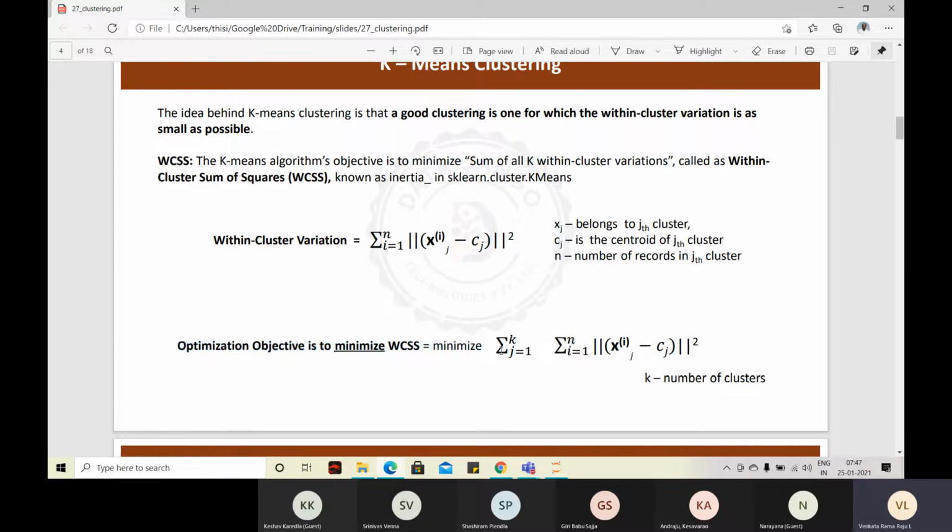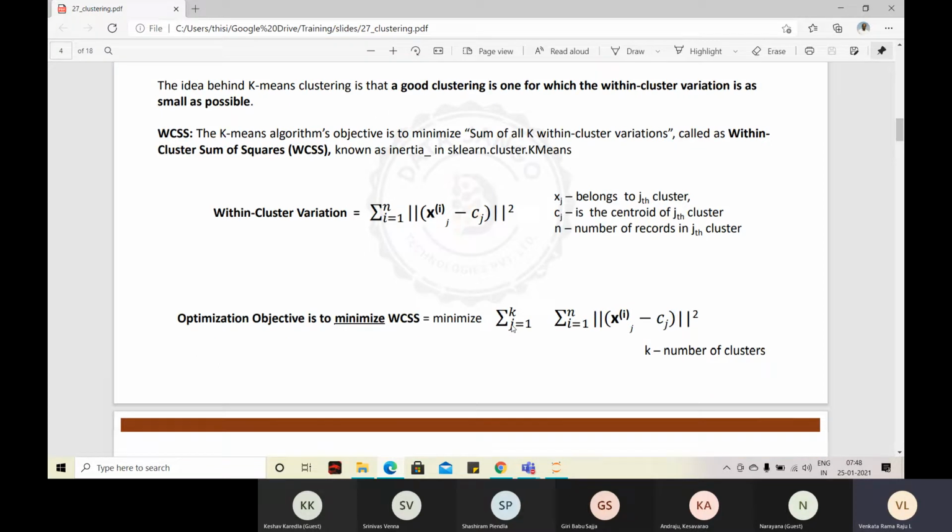Initially it is going to be high. As we calculate the centroid, find the closest data points and assign them to a cluster, this metric will reduce in each cluster. Overall it will reduce, so the algorithm will try to reduce that.